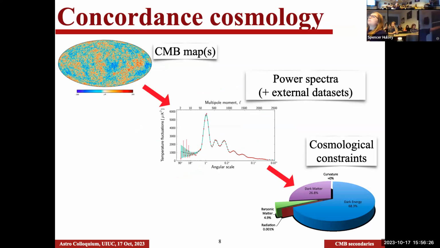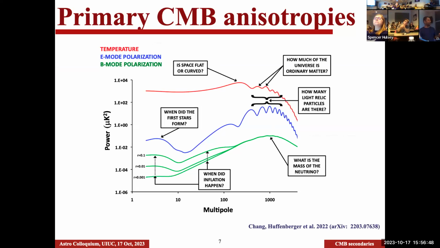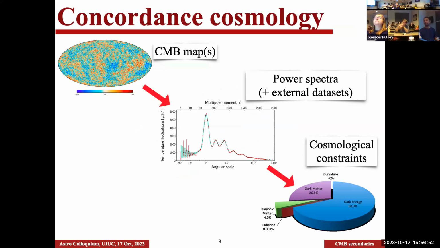So this is what we do. We observe these maps, we take the Fourier transform, and then we combine with external data sets and we constrain cosmological models. This is pretty much what a CMB cosmologist is doing in the lab. So that's all about the primary CMB. I will tell a little bit about the blue curve later, but I'm not going to go into any more details about the primaries.